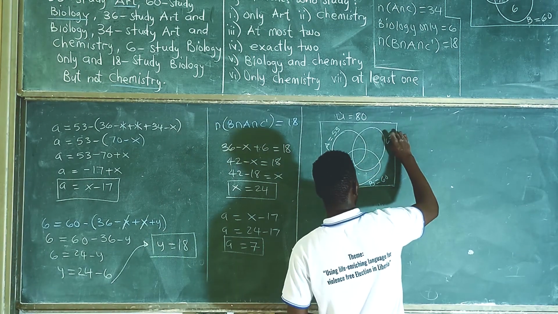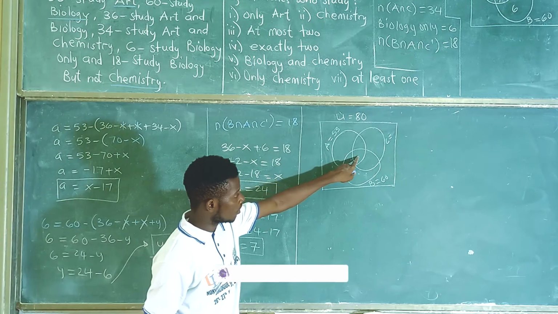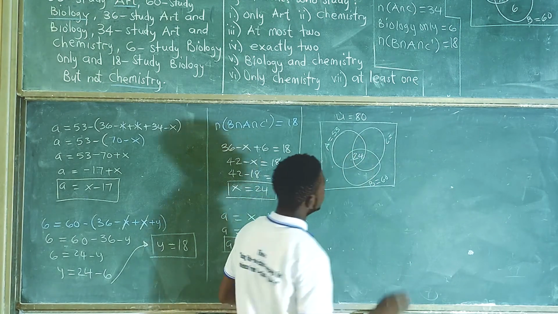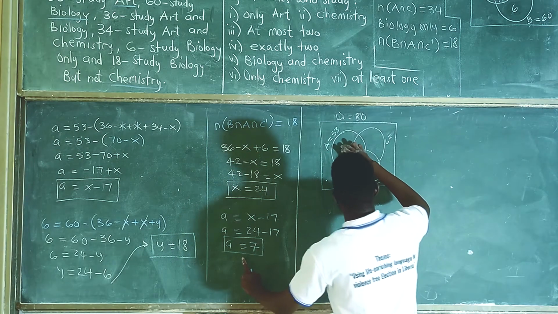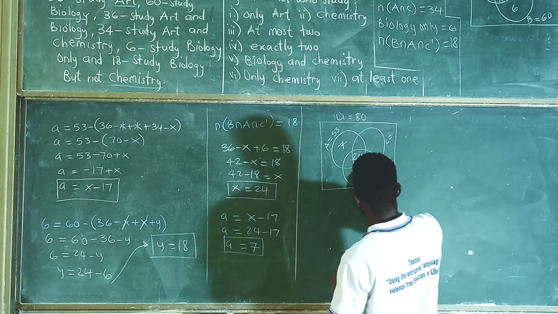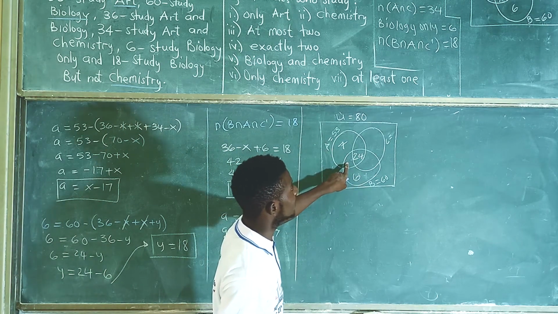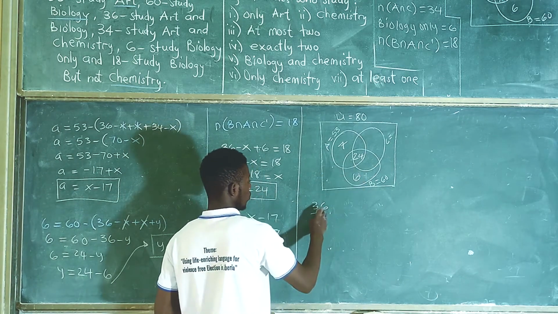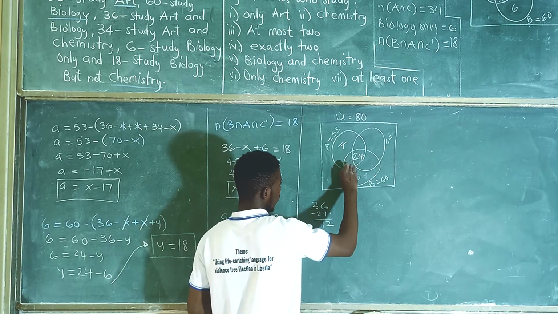We don't know how many students take chemistry. Although x is the intersection of the 3 sets, and x is 24, so we place 24 right here. Now, we know A is the number of students who did only art. We know there will be 7. And we know the number of students who did only biology will be 6. We also know the number of students who did art and biology will be 36 minus x. So 36 minus our x, which is 24. 36 minus 24 is 12. So it's 12 right here.